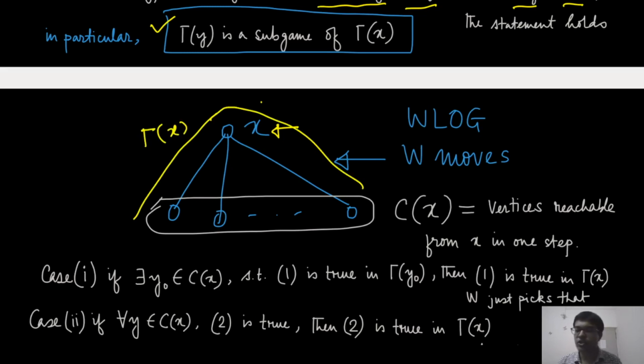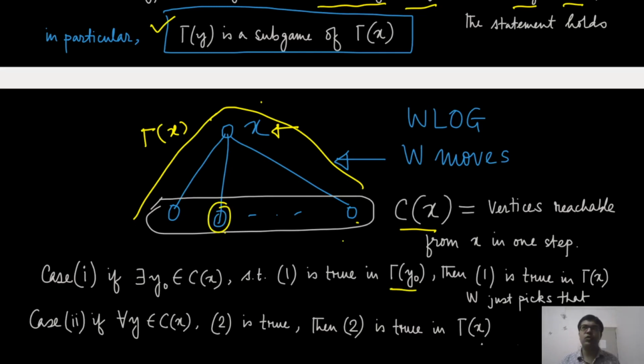Now let's assume, without loss of generality, that the white player moves. Even if it's a move for the black player, a very analogous argument can be made, and that can be left as homework. Now Cx means all the vertices that are reachable from x by one move of the white player. Now we will consider a few cases. The first case is if there exists some y naught in Cx such that 1 is true in gamma of y naught.